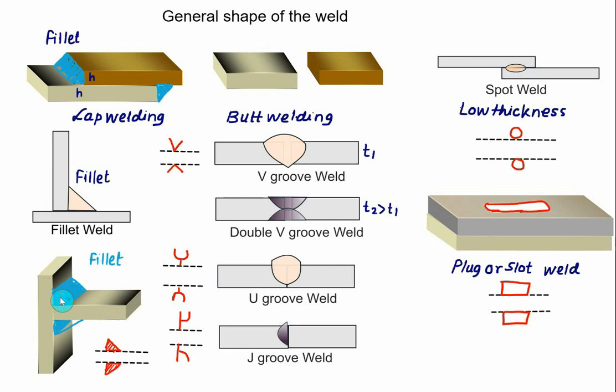So it is straightforward: if we have a triangle, then it's a fillet weld. If it is a V type, then it's a butt type welding, and we have to make a V groove weld. Then if we have double V, you have to show double V. Then we have a U groove, then we have a J groove, and in the case of a slot, you have to show the rectangular section on the top and bottom. And for spot welding, you have to show the circle on top and bottom. So these are the symbols that you can use to communicate to the welder, whether you are doing lap welding, or fillet welding, or any type of groove welding.